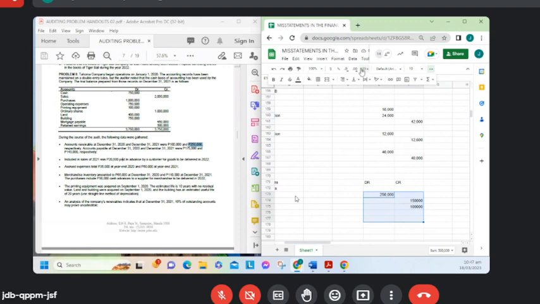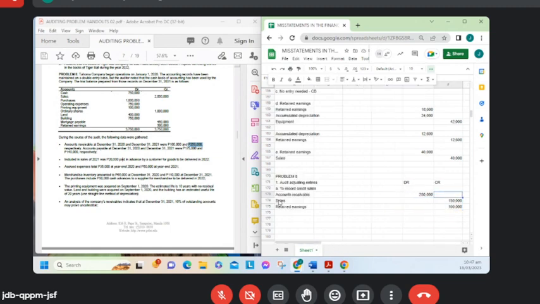Why 150? That's the increase in receivables during the year, right? The 150,000 pesos pertains to the increase in receivables during the year. So that should be recorded as sales in 2021. Okay? Then there's another adjustment to be made as well for the purchases.